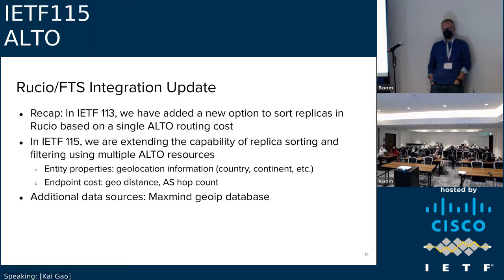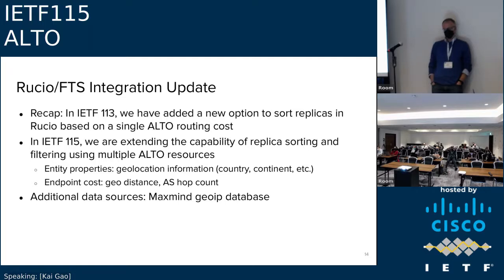Okay, and the last is some update about the Rucio integration. In IETF 113, we added an option to sort replicas in Rucio based on a single ALTO routing cost. In IETF 115, we are extending the capability of this replica sorting and filtering using multiple ALTO resources. Right now we're using two types of information. The first is about the entities. Basically we can do the replica sorting and filtering based on, for example, the geolocation of the replicas, and also the distance between the replica and the place which issues the download request.